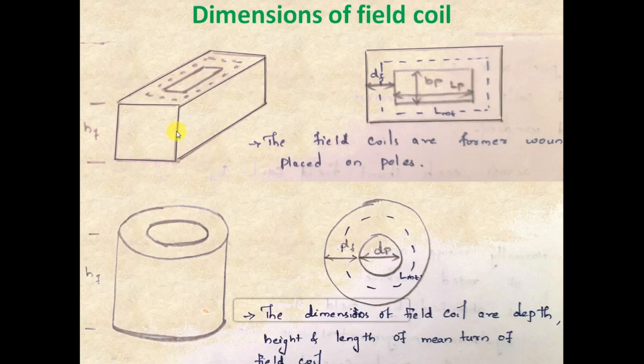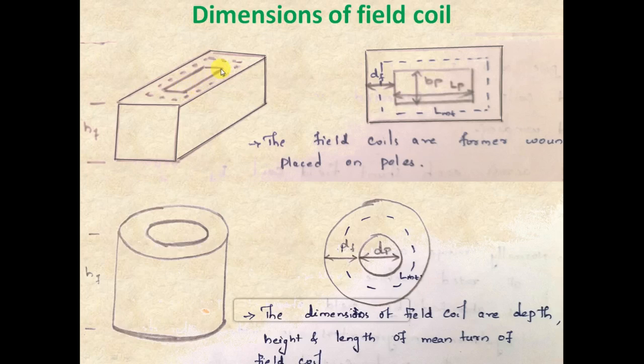The outer surface area is calculated by multiplying the height of the field coil with the term length of mean turn plus 2 times the depth of field coil. When we are adding 2 times depth of field coil with the mean turn length, we will be getting this outer perimeter of this rectangle. And while multiplying it with the height of the field coil, we will be able to obtain the outer surface area of the field coil.